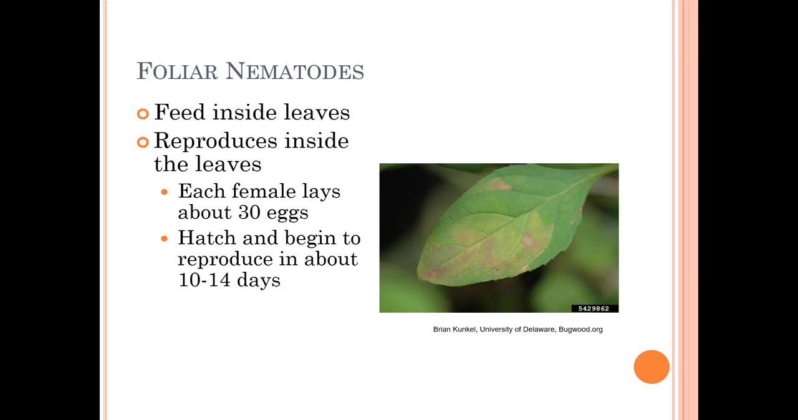So foliar nematodes feed on the inside of leaves, and of course you're probably thinking, they look a lot like leaf miners, and that's true. You would have to know the plant, and you might need to have it tested to confirm. Usually with leaf miners though, if you hold something up to the light, you can see larvae inside. So they reproduce inside the leaf. Each female lays about 30 eggs. They hatch and begin to reproduce at about 10 to 14 days.